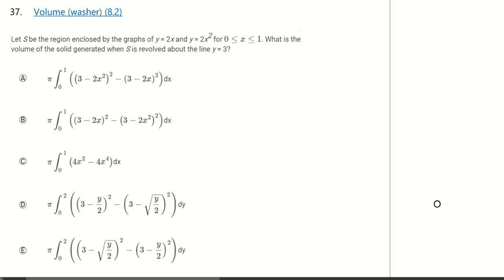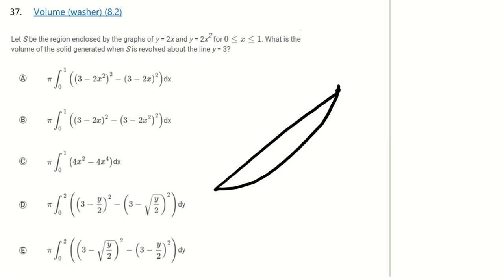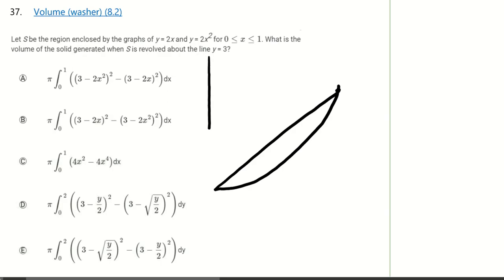Okay, let's do a washer volume next. So, S is going to be enclosed by y equals 2x and y equals 2x squared. Well, that's 2x, and 2x squared is going to be a parabola. And so I know between x equals 0 and x equals 1, that's what it's going to look like. You could come in, give it a little bit of y-axis, a little bit of x-axis, and then you'd have your region. This is going to be y equals 2 right there.